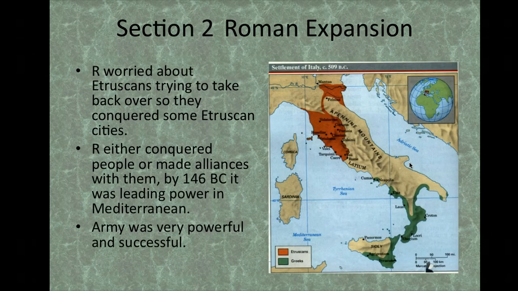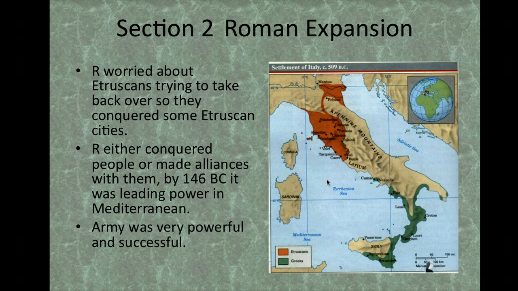Now, in terms of Roman expansion, it started off relatively small. As you can see in this map, we've got Rome over here, and gradually, bit by bit, the Romans were worried about the Etruscans coming back to take them over, so they conquered some Etruscan cities, and eventually they took over all of them.